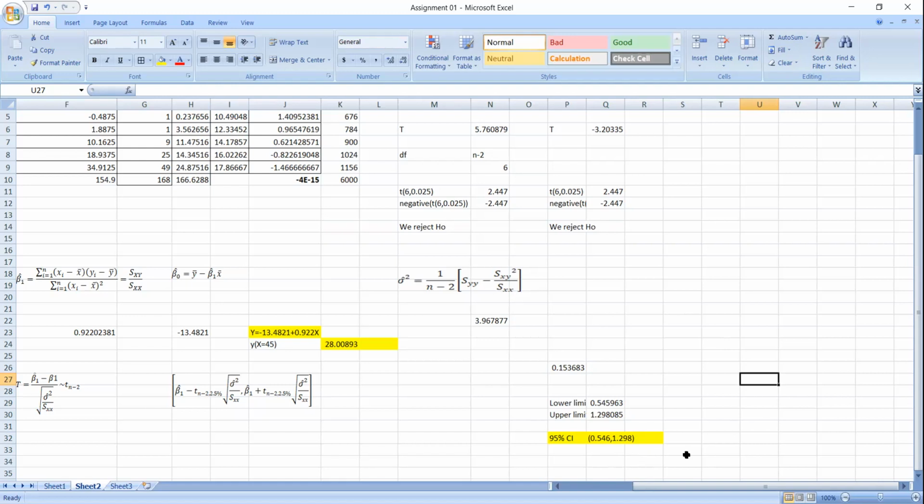So I hope you're clear with, when you are given a data set, how to fit the model and how to check the accuracy of the models using the appropriate hypothesis testings, and also how to construct the confidence interval. Up to that point, do you have any questions? Crystal clear?